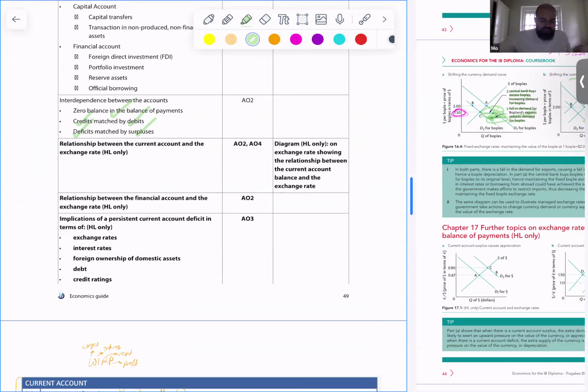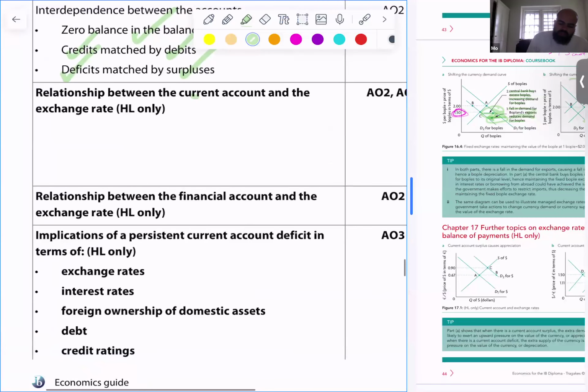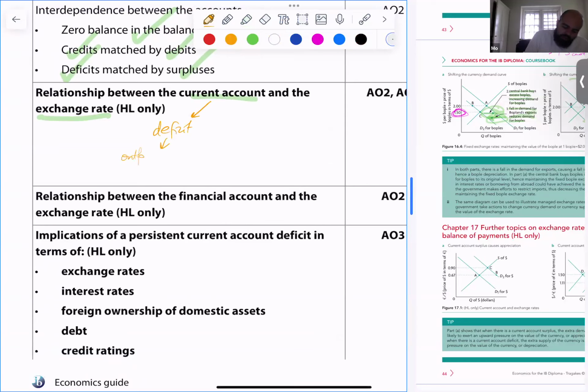All right, HL students, pay attention. There is a relationship between the current account and the exchange rate. If the current account is in deficit, that means the outflows of your currency exceed the inflows, which means the supply of the currency is too high, which will then cause the currency to depreciate. If the current account is in surplus, it's the opposite.